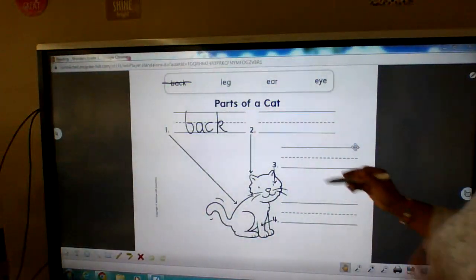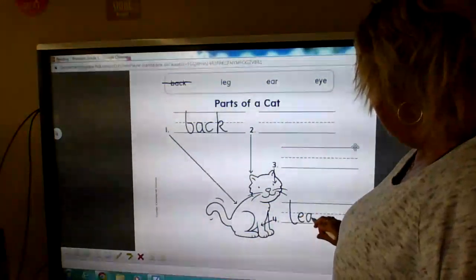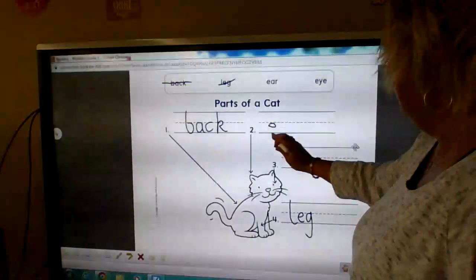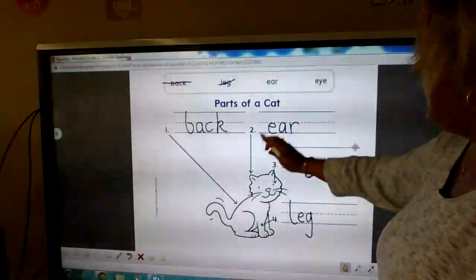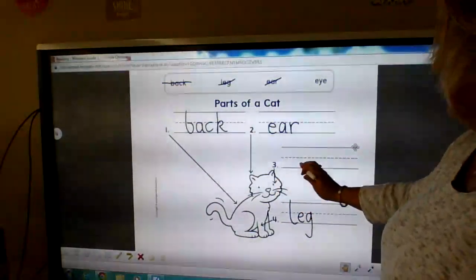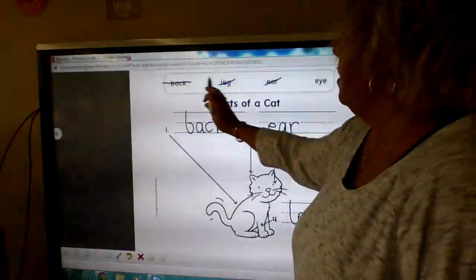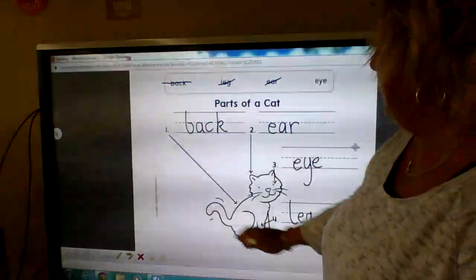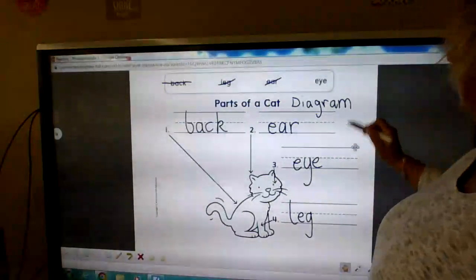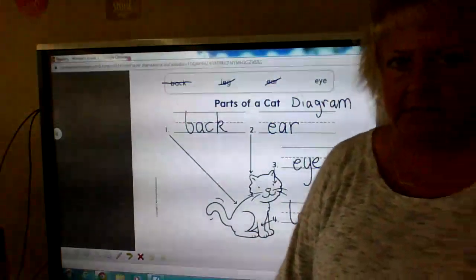Okay. Egg. Ear. This is a label. We're going to label his ear with the word ear. And number 3, the arrow is pointing to his eye. So these words are called labels. This whole picture is called a diagram. Diagrams have labels to help you understand what you're looking at.